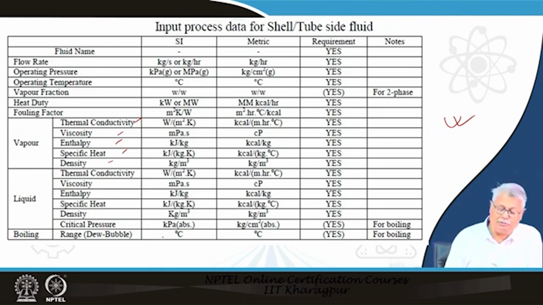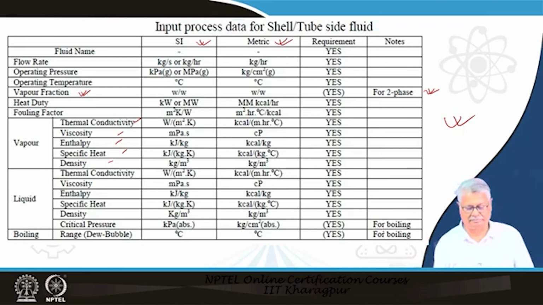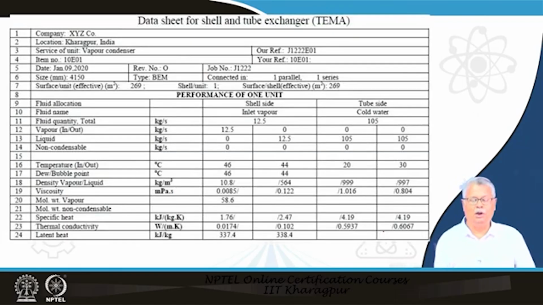That means if you have to calculate, you need to know how to evaluate this. It will be either in SI unit or in metric unit. The requirements, whether you require or not, they are given here. The question of vapor fraction comes only for two-phase flow, and naturally the range of dew point and the bubble point that I have said will come in case of boiling or in case of condensation. I think with this you will start your actual design work, which will be covered from the next class onwards.